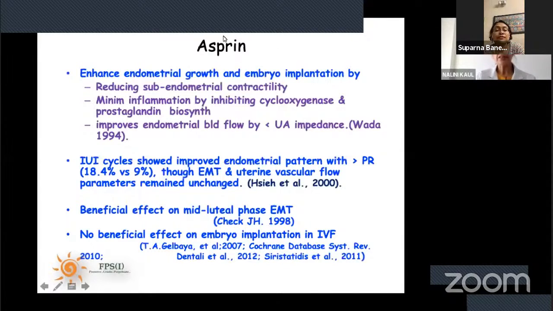Then we come to aspirin, which we use on a very, very regular basis. All of us are fond of using this because it reduces subendometrial contractility. It minimizes inflammation by inhibiting cyclooxygenase and prostaglandin biosynthesis. It improves endometrial blood flow by decreasing uterine artery impedance. However, some studies have shown that yes, endometrial thickness does increase, but pregnancy rates do not show much effect for this particular drug. So again, if we are looking at just endometrial thickness and improving receptivity, there is a big question mark.